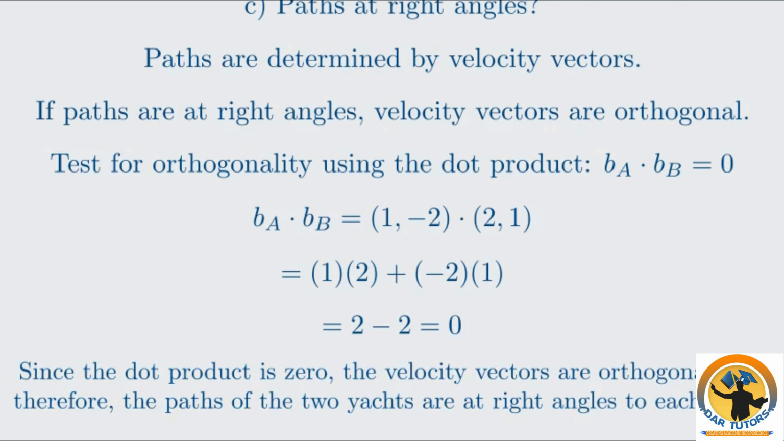Since the dot product is 0, the velocity vectors are orthogonal, and therefore, the paths of the two yachts are at right angles to each other. This example shows how the dot product is a powerful tool for analyzing the geometric relationship between vector paths. We've now seen how to compare the motion of two objects, which is a key skill for IB problems.